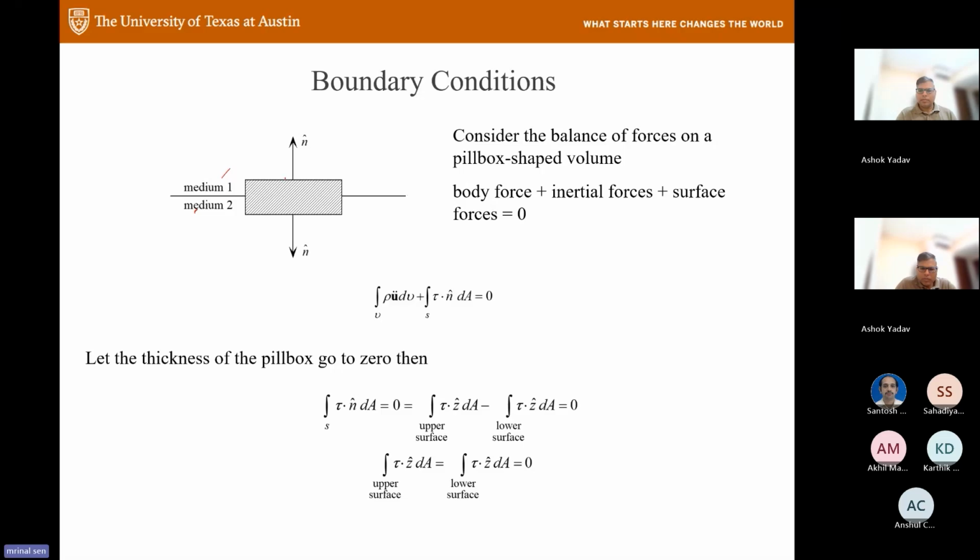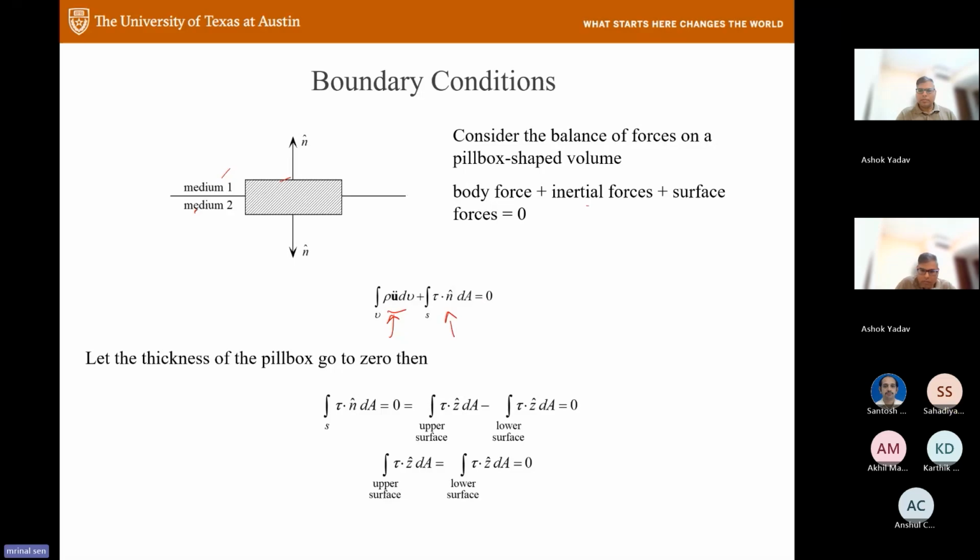And we consider a small box here. It's called a pillbox. And consider the total forces. Okay, so body force, inertial force, and surface forces. That should go to 0, right? Otherwise, the medium will collapse, right? Depending on what you're looking at, which way. So some of these forces should be equal to 0. So this is Newton's second law of motion, and this is from the stress component. This is the traction. Some of those should be equal to 0.